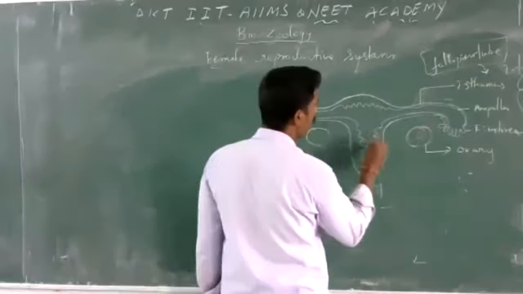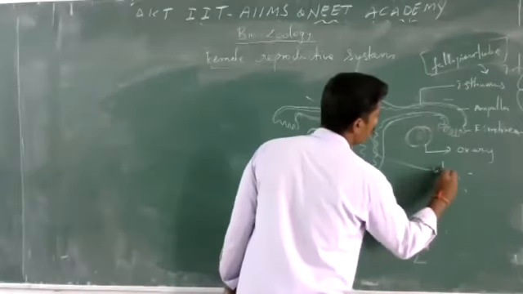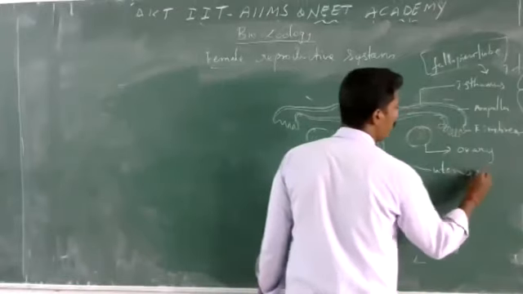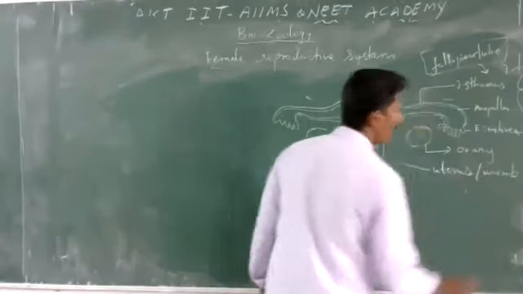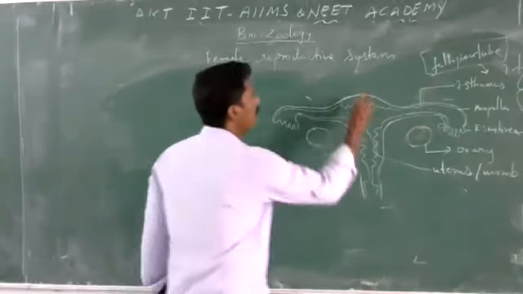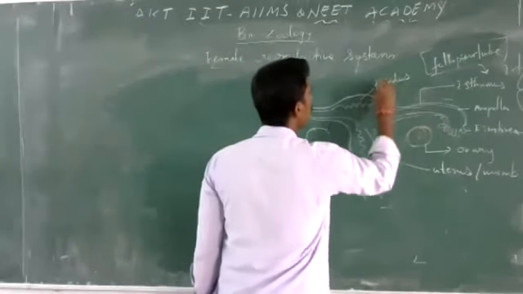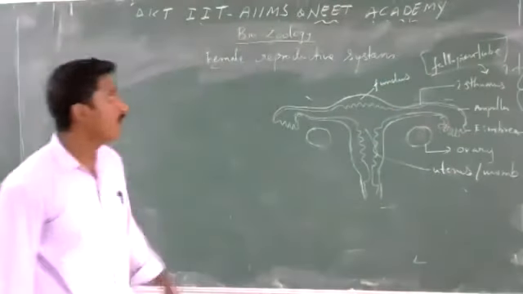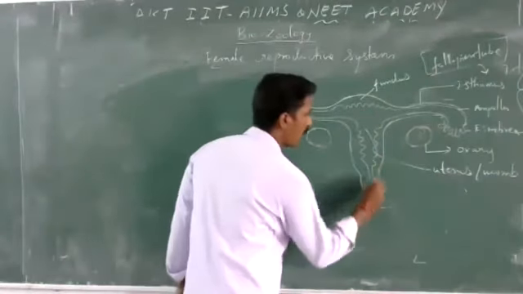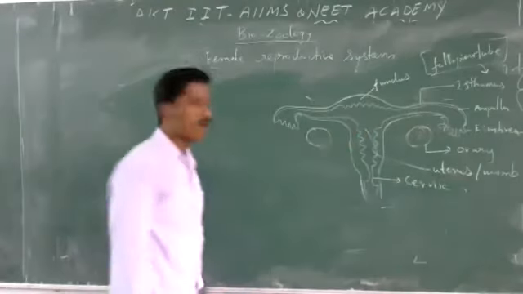Then this region is called the uterus. We also call it the womb. Above the womb, the projection is called the fundus. This region is called the uterine fundus. And the uterus opens into a narrow canal called the cervix.